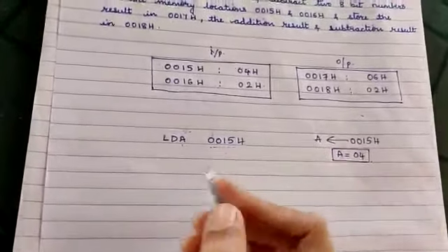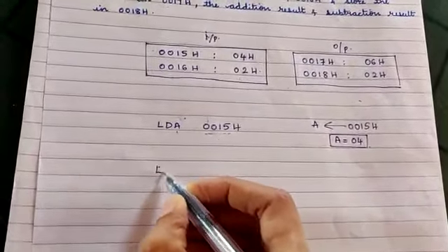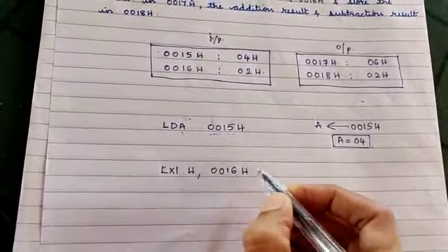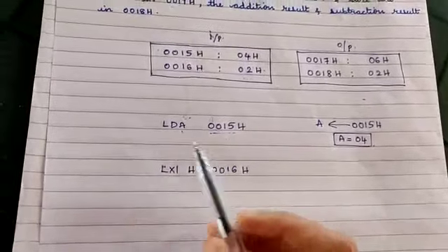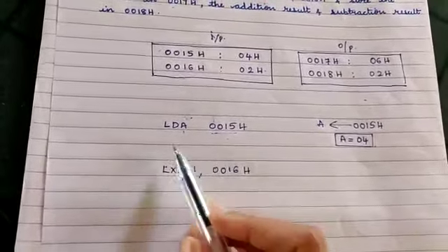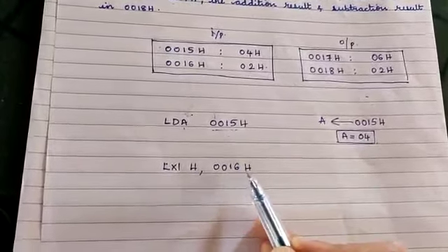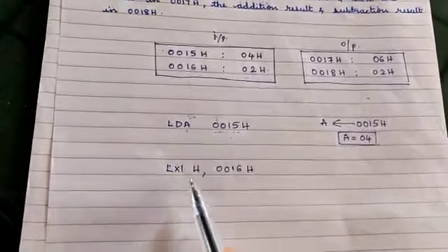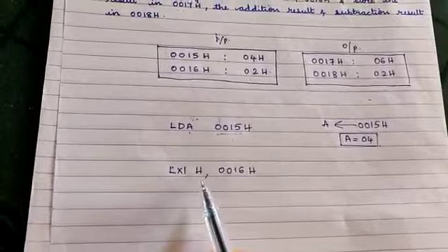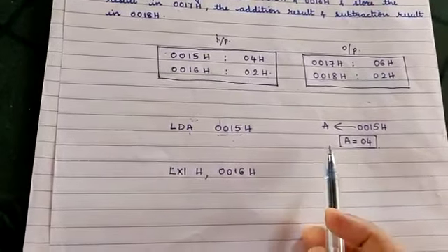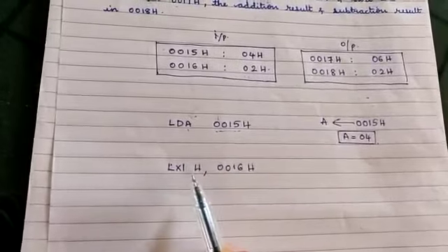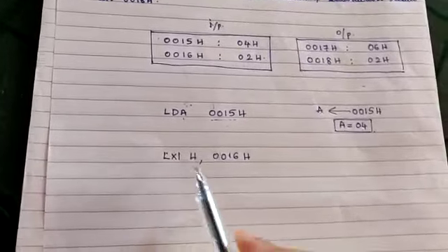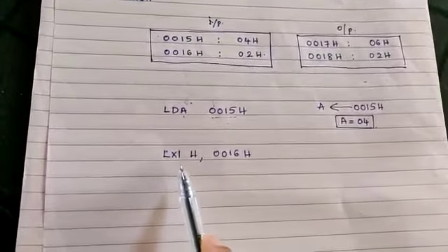To do that, we can make use of LXI H, 0016. Now here you should remember that we cannot repeat the instruction LDA and take the memory address 0016, because the first number is already present in the accumulator. If we use the LDA instruction here, the previous number, the first number in the accumulator, will be deleted and the new number, your second number, will be placed here. So to avoid that, instead of LDA, we can make use of the LXI instruction.